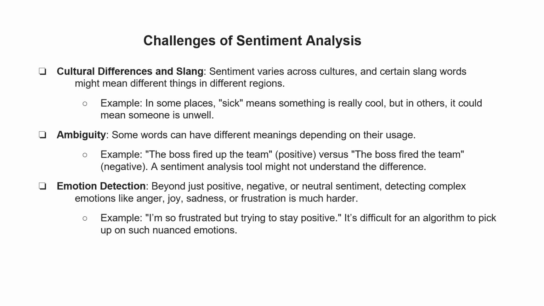For example, "The boss fired up the team" is positive, versus "The boss fired the team," which is negative. And another one is emotion detection. Beyond just positive, negative or neutral, detecting complex emotions like anger, joy, frustration is much harder. For example, "I'm so frustrated, but trying to stay positive." It's difficult for an algorithm to pick up on such nuanced emotions.